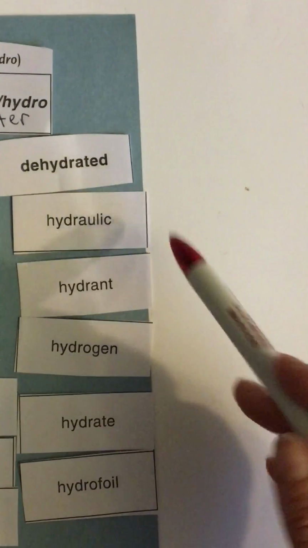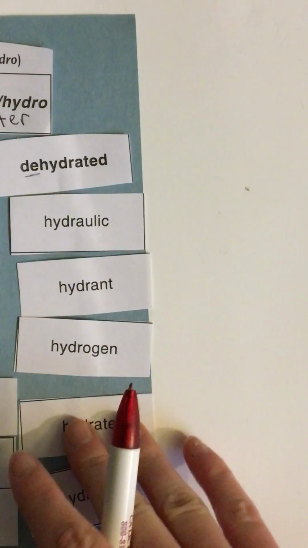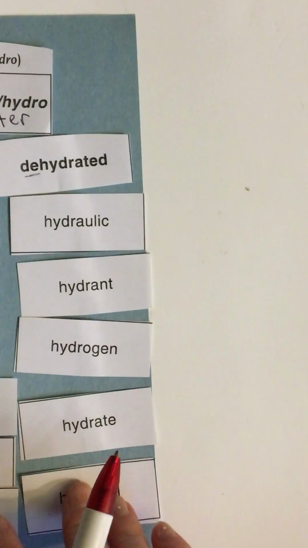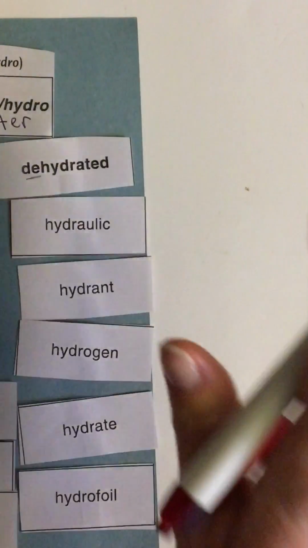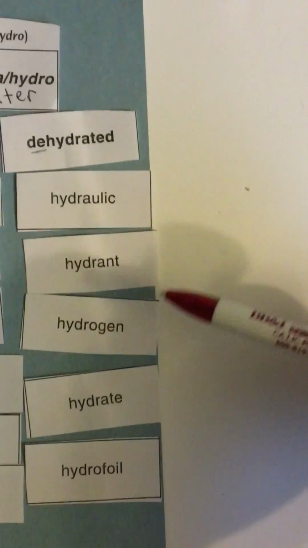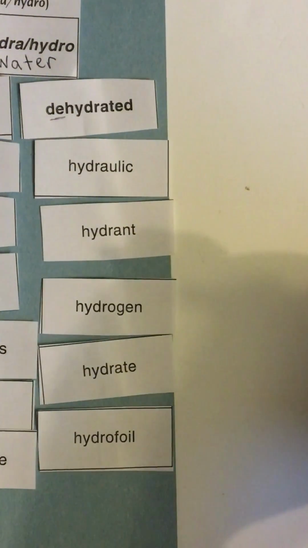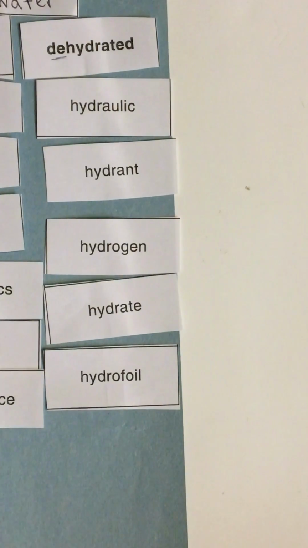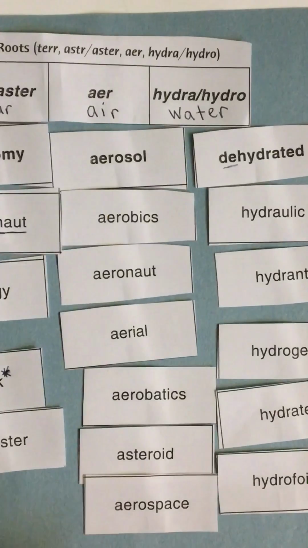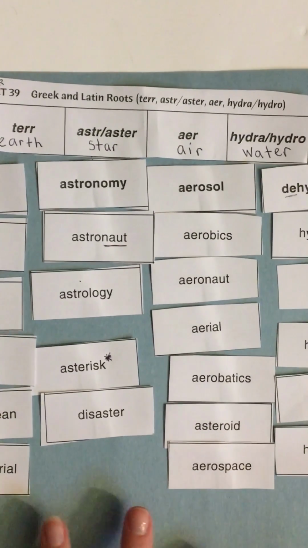All right, we have dehydrated. So like I said, the D means not. When you don't drink enough water, you're dehydrated. Hydraulic systems, there are pumps and valves that work with water. Hydrant's full of water. Hydrogen has water in it. To hydrate means to drink. And here's your challenge word, hydrofoil. Go ahead and look that one up. Make sure you write down the meanings of those roots.